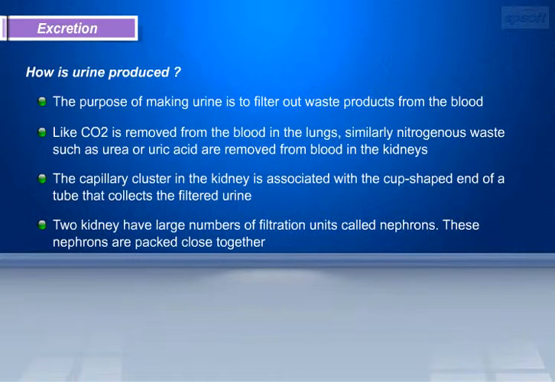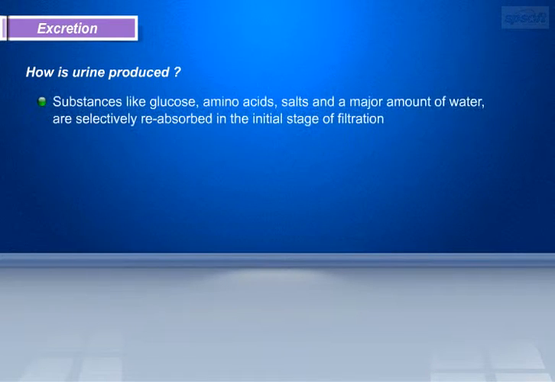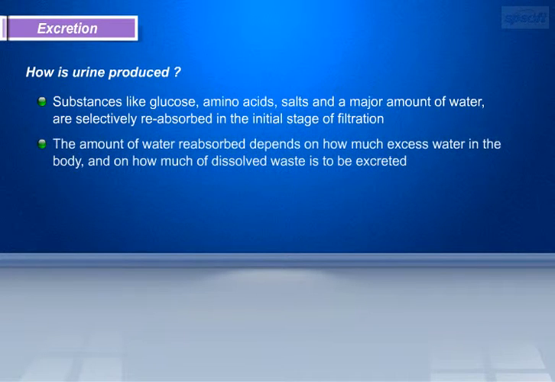Two kidneys have large numbers of filtration units called nephrons. These nephrons are packed close together. Substances like glucose, amino acids, salts and a major amount of water are selectively reabsorbed in the initial stage of filtration. The amount of water reabsorbed depends on how much excess water is in the body, and on how much dissolved waste is to be excreted.